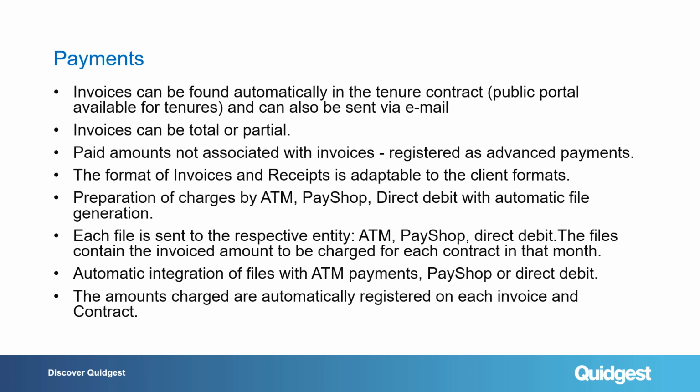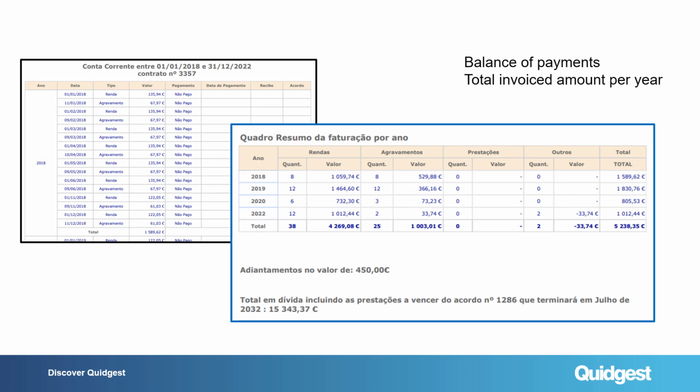And there's preparation of charges either by PayShop, direct debit, automatic file generation, or ATM payments as well. Each file is sent to the respective entity, containing the invoice amount to be charged for each month. And you can use any of those forms of payments. The amounts charged are automatically registered against each invoice of the contracts for easy reconciliation. So here we see a balance of payments and also the total invoice amount per year.